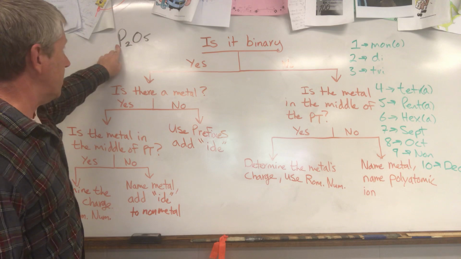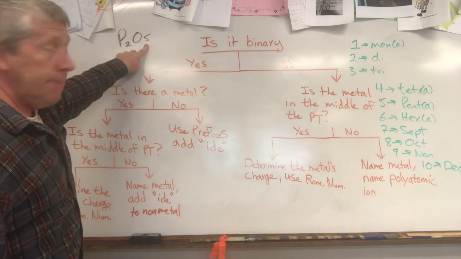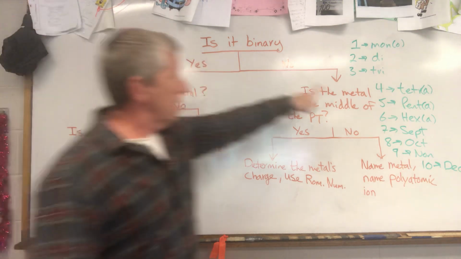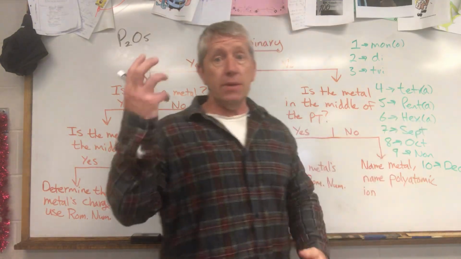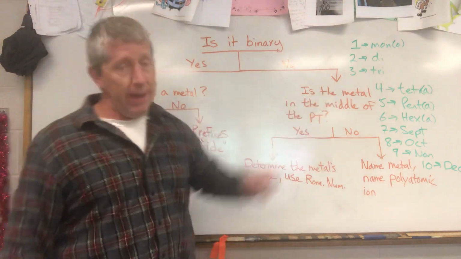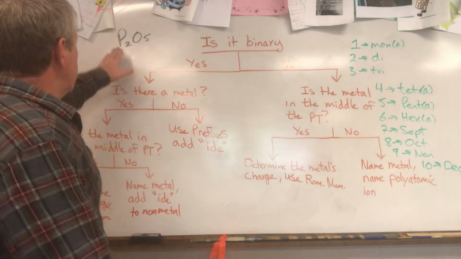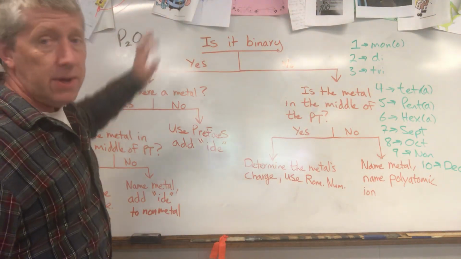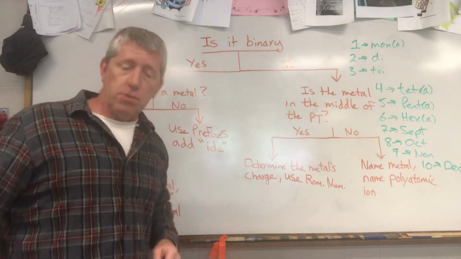Diphosphorus pentoxide. Pentoxide, not pentaoxide, because that would be 2 vowels back to back. So we drop the a on the penta, drop it. Diphosphorus pentoxide would be how we name that compound, diphosphorus pentoxide.